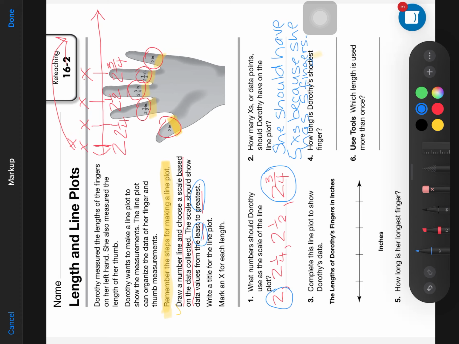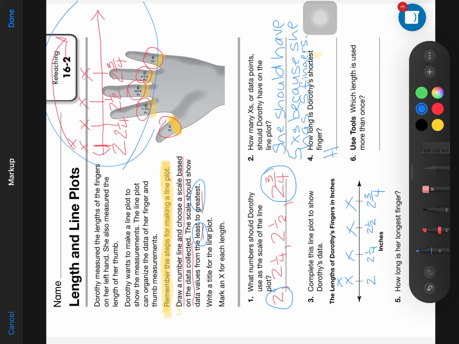Okay. Number 3, complete this line plot to show Dorothy's data. Oh, we already did this up here. So boys and girls, we're just going to recreate it down here. So the smallest length was 2, and then we had 2 1/4, 2 1/2, and then 2 3/4. And if you remember fractions, that's least to greatest. And then she has 2 fingers that are 2 inches, one that's 2 1/4, one that's 2 1/2, and one that's 2 3/4.